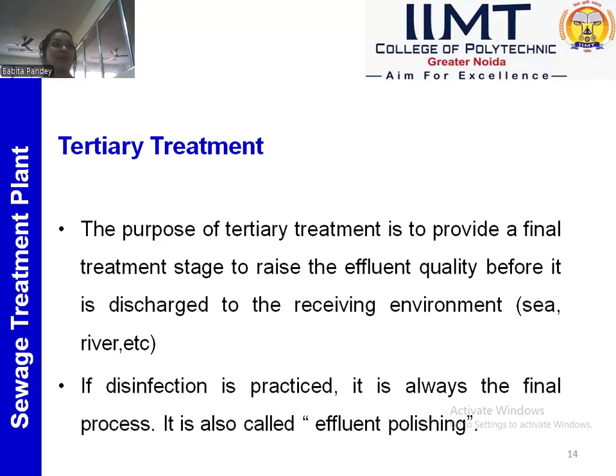Tertiary treatment, we can say, is the last stage, but after that we also have the sludge drying process, which I told you about. But I would like to tell you about the tertiary treatment. The purpose of tertiary treatment is to provide a final treatment stage to raise the effluent quality before it is discharged to the receiving environment, like sea and river. Okay, because as I told you, you cannot dispose of the sewage directly into the river because it will affect aquatic life, people living nearby, and the quality of soil, and people will get many waterborne diseases. It is always the final process, and it is also known as effluent polishing.